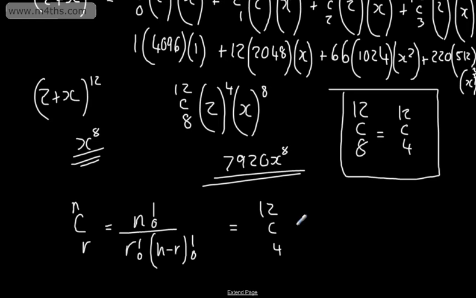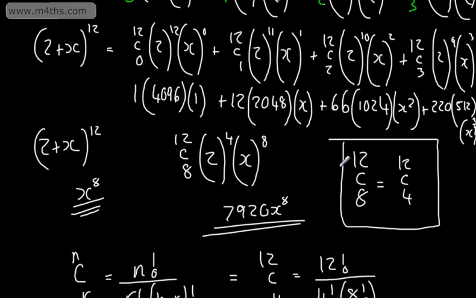12C4 will be 12 factorial over r factorial, which is 4 factorial, and then we're going to have n minus r. Well, that's going to give me 8 factorial. So you can see now that this would be the same as 12C8, and that gives us our symmetry.